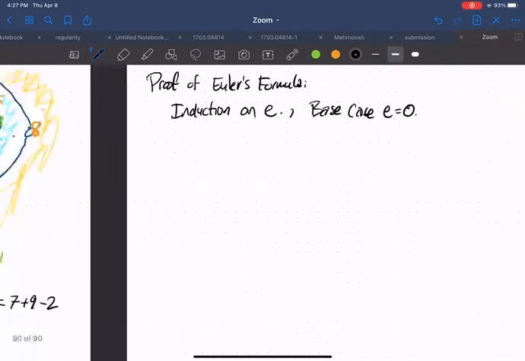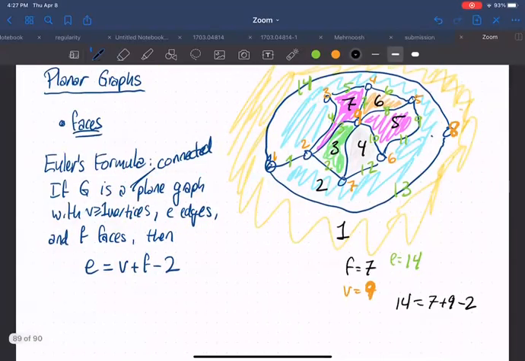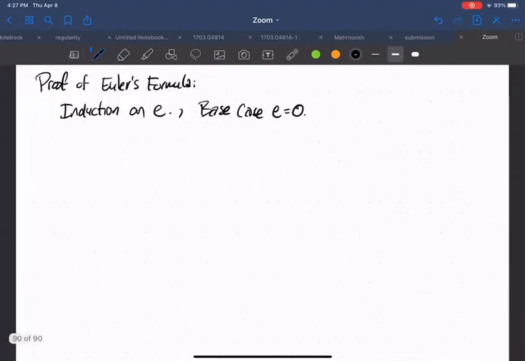and the careful statement of Euler's formula said that the number of vertices is bigger than or equal to 1, well, then the number of vertices actually can only be 1. Because if I have 2 or more vertices and no edges, then those vertices are not connected. So in the base case, the number of edges is 0, and the number of vertices is equal to 1.